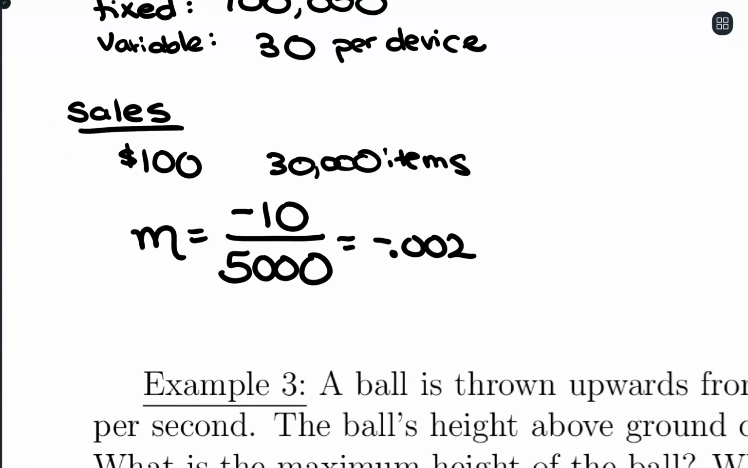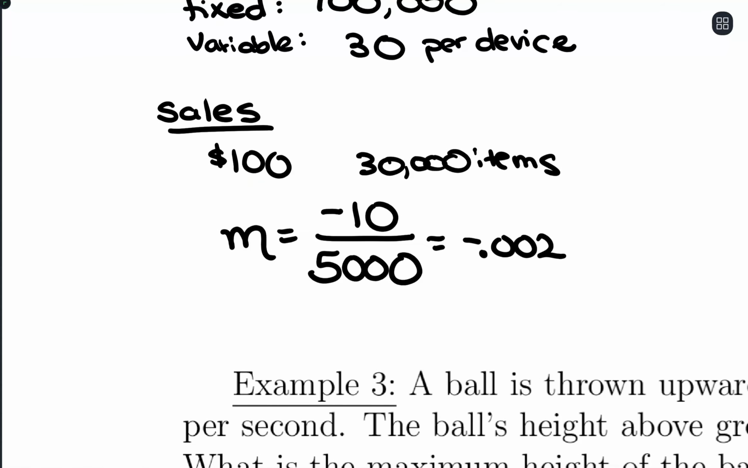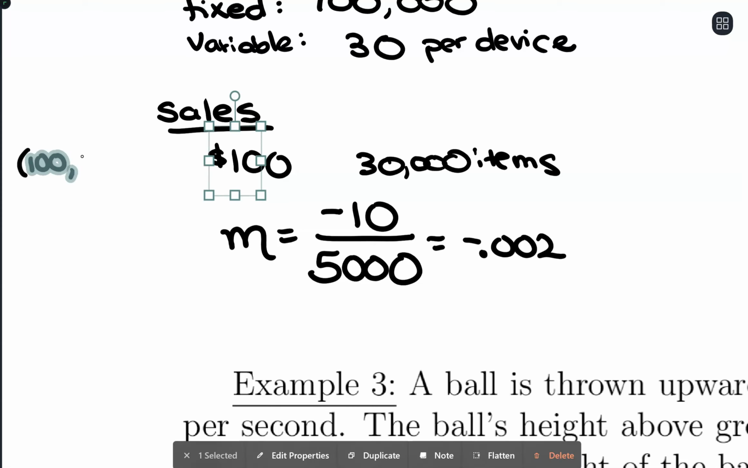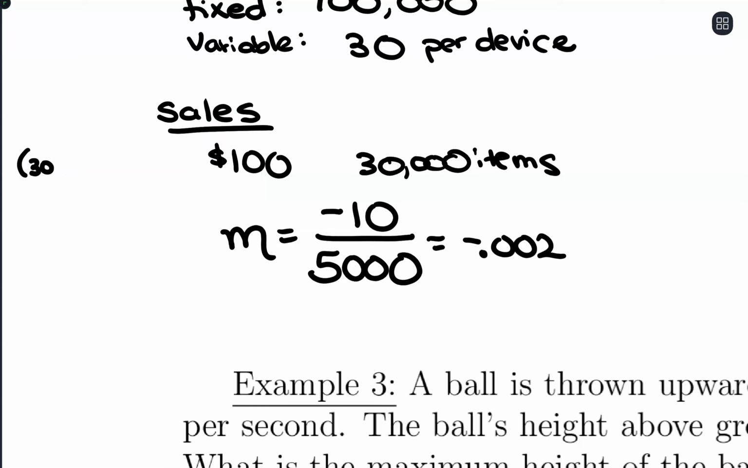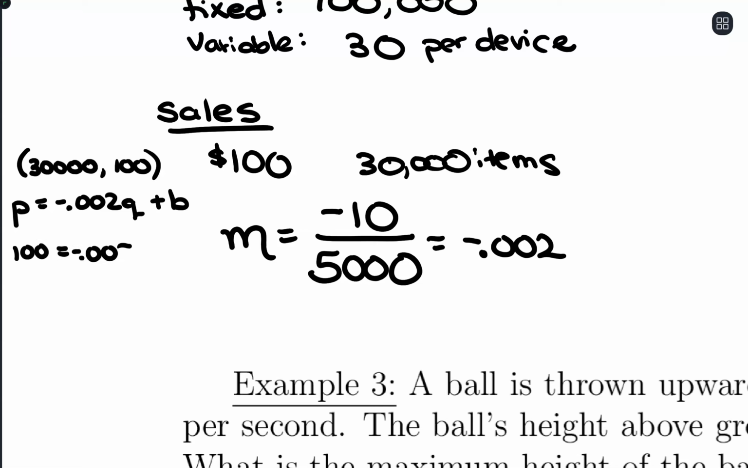But we can find the intercept using this information. It's like we have a coordinate of $100 with, the other way around. Quantity is the input, so it'd be 30,000, comma 100 for the coordinate, where 100 is the price. So we have the setup, P equals negative 0.002 Q, but we don't know our intercept. If I plug in this coordinate, P equals 100 equals negative 0.002 times 30,000 plus B, then I can solve for B.